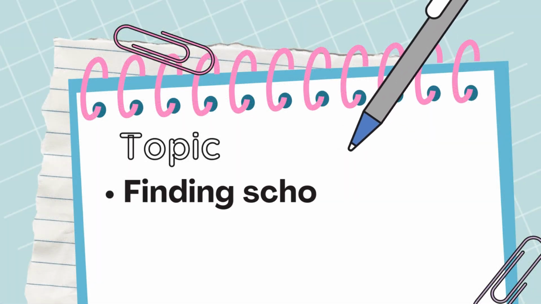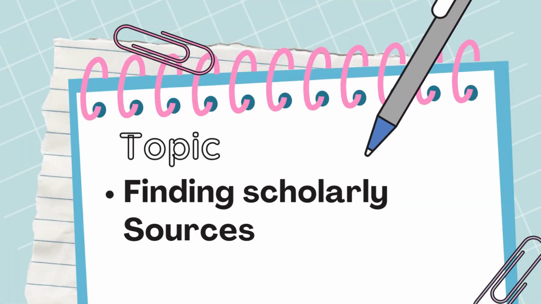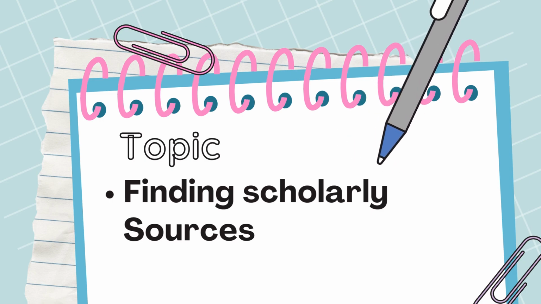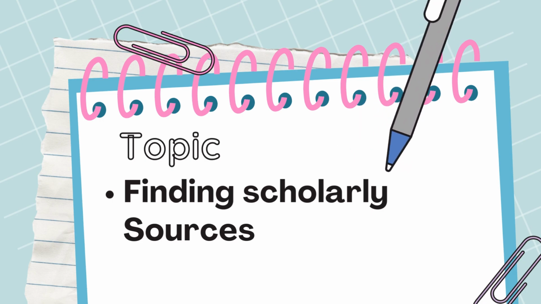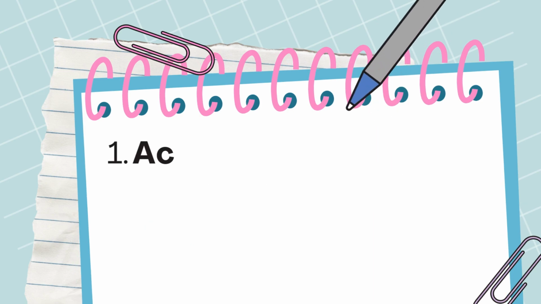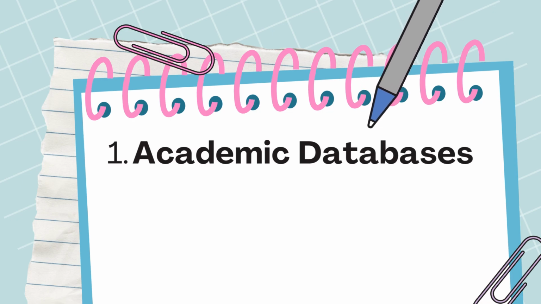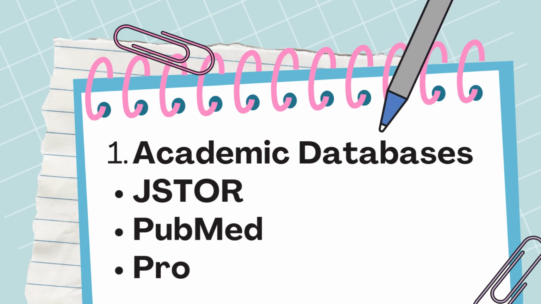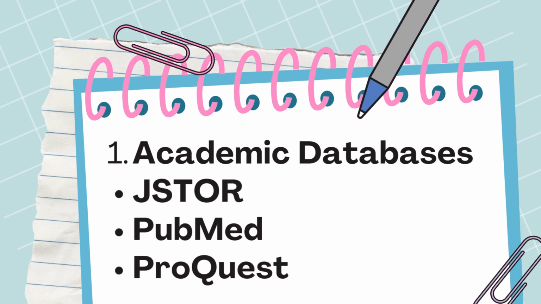Scholarly sources are written by experts in a field and are often peer-reviewed. They can include journal articles, books, and conference papers. Let's go over some effective ways to find them. Start by using academic databases such as JSTOR, PubMed, or ProQuest. These platforms host a wealth of peer-reviewed articles and research papers.